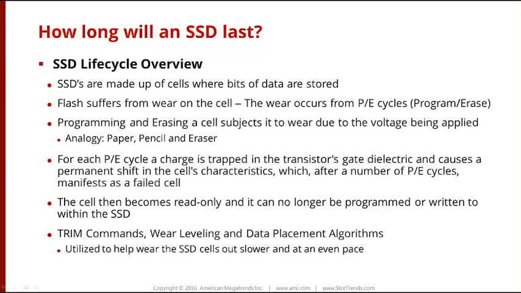Every time there's a PE cycle, charge is trapped inside of that transistor's gate dielectric, and it's going to cause a permanent shift in the cell. So those cells' characteristics are going to change. After a set number of PE cycles, what we have is a failed cell.